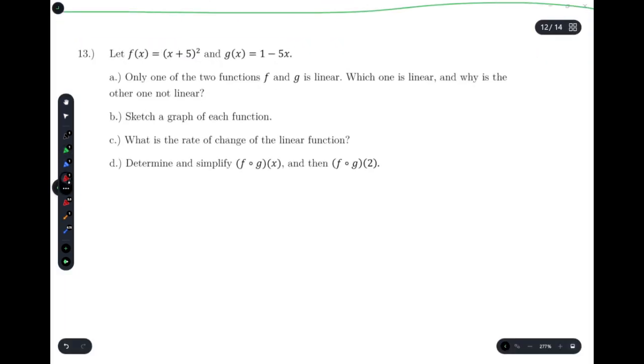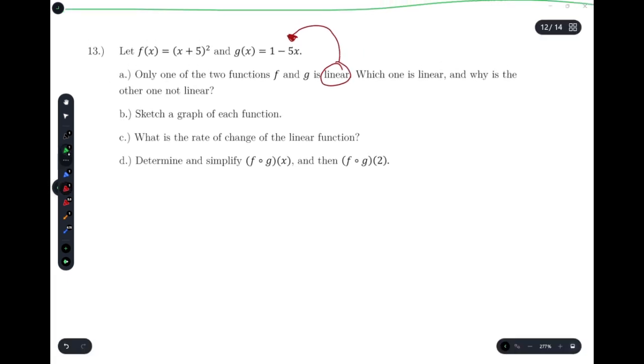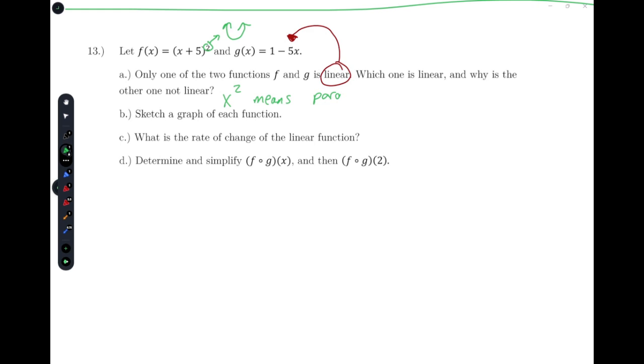Linear. Holler out. Which one is it? 1 minus 5x. Which one's linear? Why? How'd you know? Because the square makes it not linear. The square makes it what? Parabolic. Why is the other one not linear? X squared means parabola.